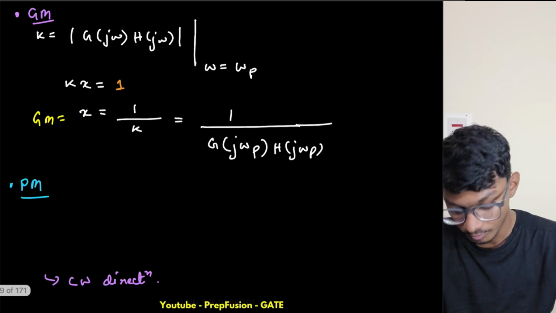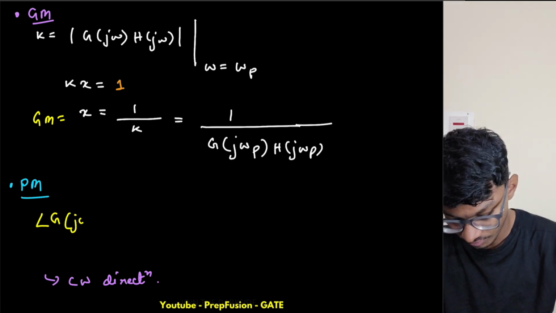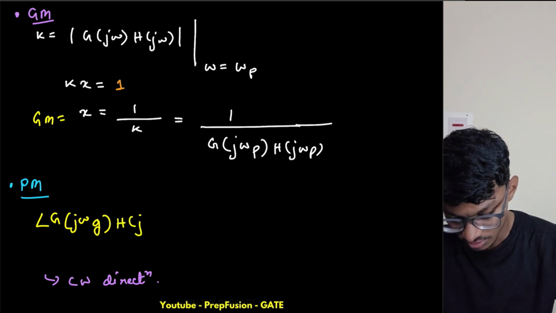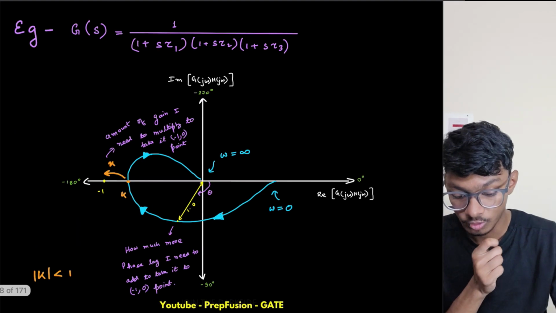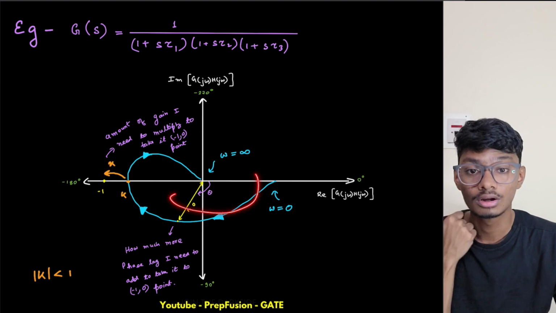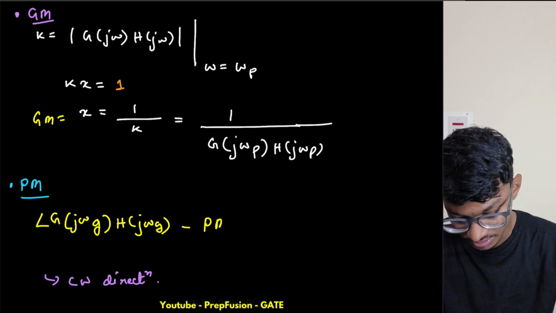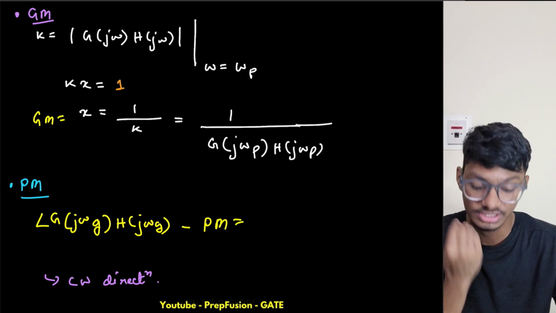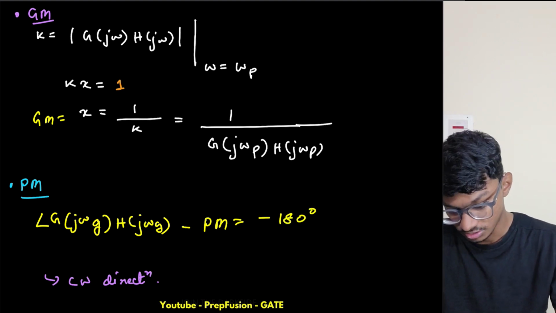So what is my current angle? My current angle is the angle of G(jωg)H(jωg), and I have to subtract the phase margin because I'm going in the clockwise direction, not in the anti-clockwise direction. That is very important. So I simply subtract my phase margin, the amount of phase lag I need to add to reach what point? 180 degrees.